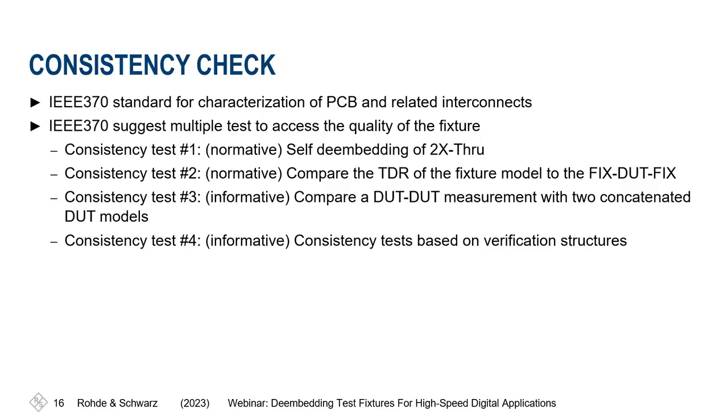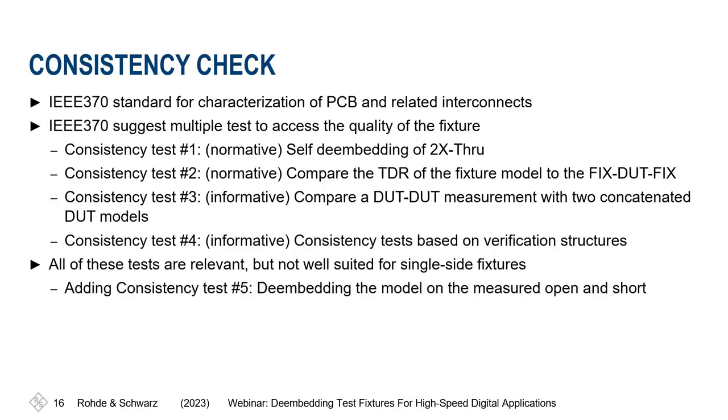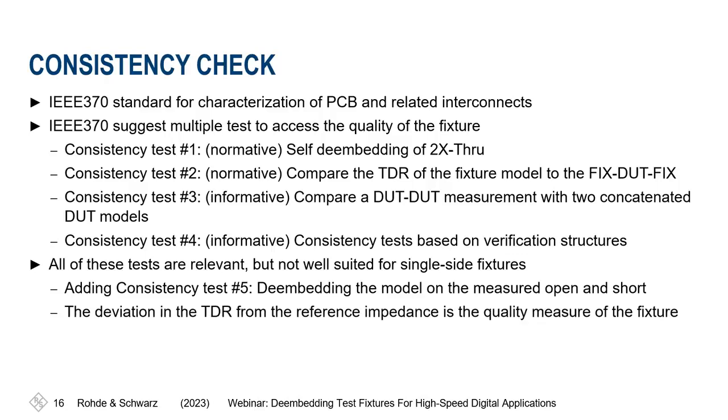Particular focus here on test number 2, which is the fixture DOT fixture test with a TDR. But I also like to point out that these tests are relevant, but not well suited for single-side fixtures. The problem here is you sometimes don't have a 2x through, as Martin explained, so I'd like to add a consistency check number 5, where I do a de-embedding of the model on the open and the short, which we measured so far. The deviation in the TDR from the reference impedance is the quality measure of the fixture, and this just works for one side, which might be helpful for you.